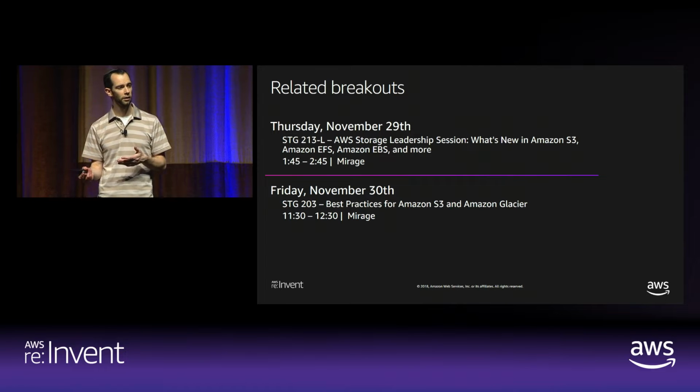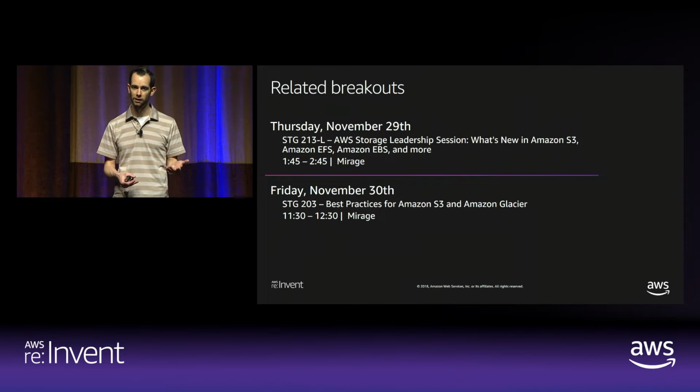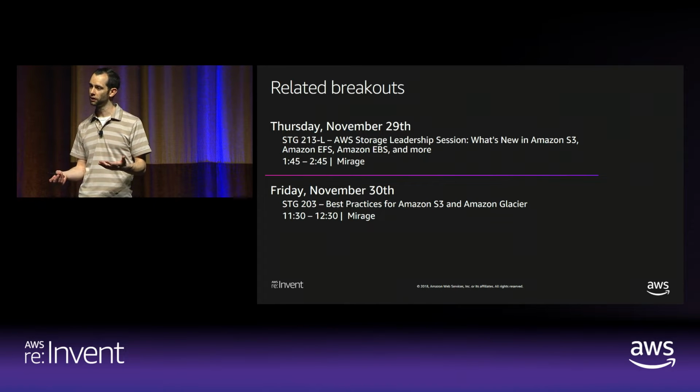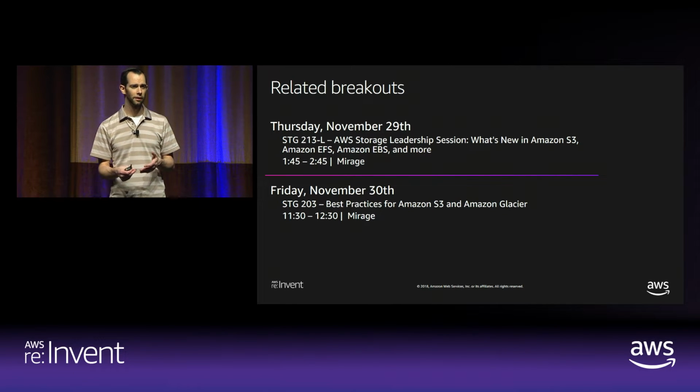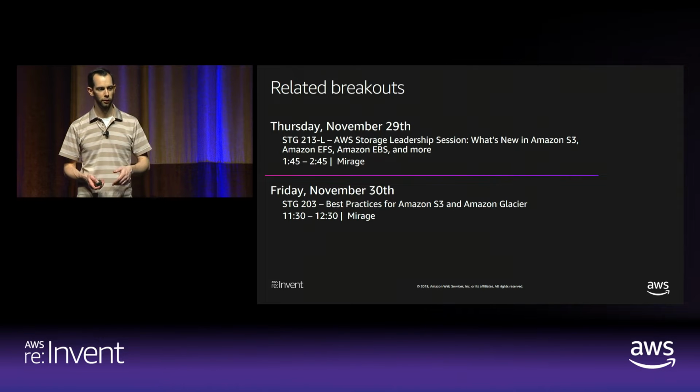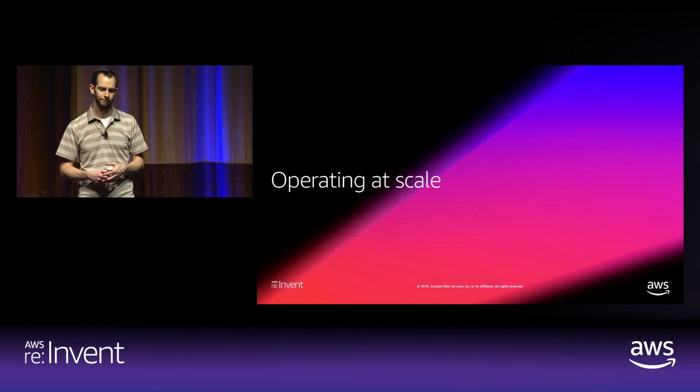So this is something that crosses object storage, file storage, and block storage. If you want to see the entire storage portfolio, that's a great 1-hour session to go to. And then on Friday, we've got another edition of the Best Practices for Amazon S3 and S3 Glacier session. That's really going to deep dive on a lot of the features we introduced this week, but then talk about the broad S3 portfolio of features and how you can use the different storage classes. So I want to make you all aware of those, and those are both at the Mirage.